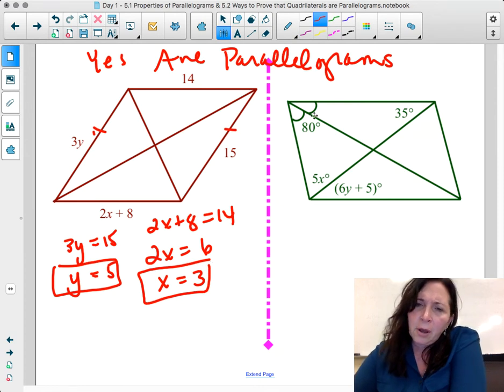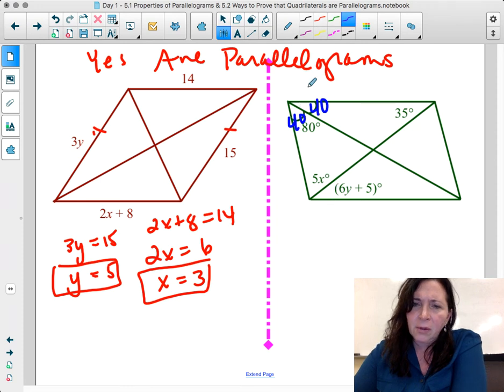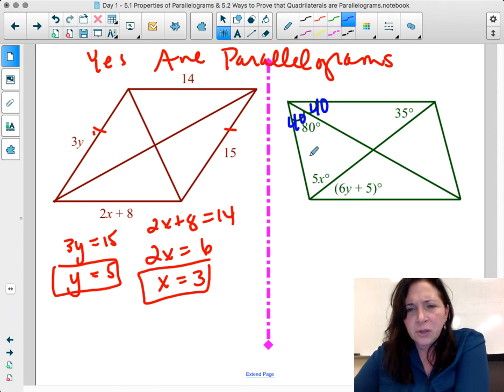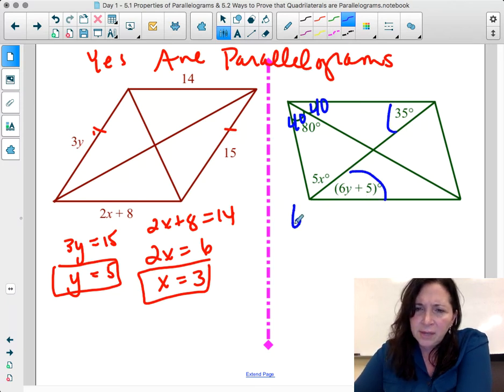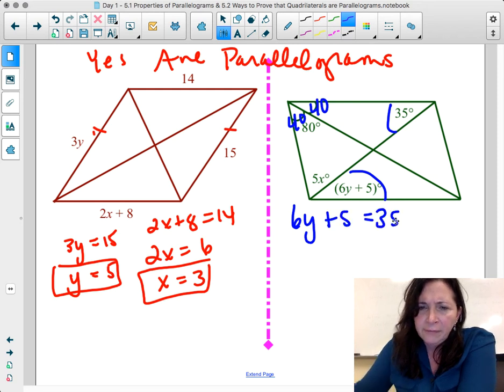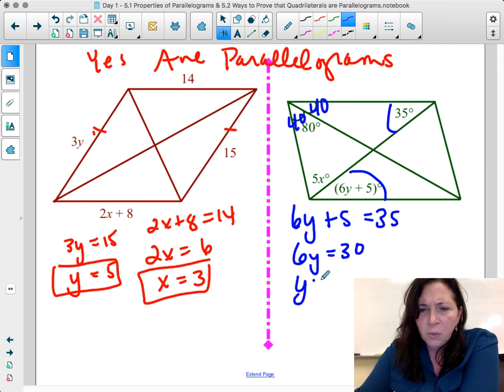For this problem, it looks like these are both 40 because otherwise that would be too big of an angle. So those are both 40. It also means that this angle here is equal to this angle. So I can say that 6y plus 5 is equal to 35. 6y equals 30, so y is equal to 5. I already know this is 35. Okay, so y is 5.